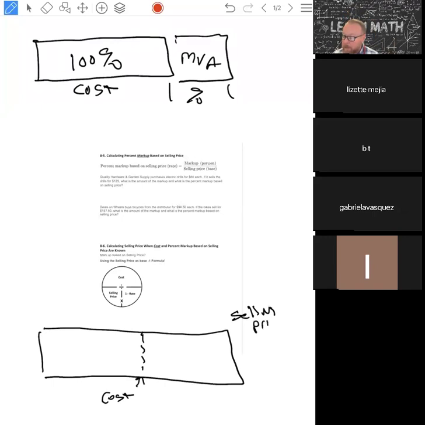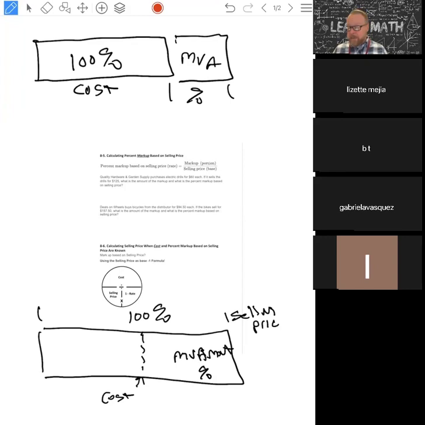I do know the selling price. So in that case, the selling price becomes 100%. And now what I want to find out is how much of that was cost, how much of that was markup, or how much I want to mark up, amount or percentage. That's the next way that we look at this, and the formula changes a little bit to what we call the selling price formula.